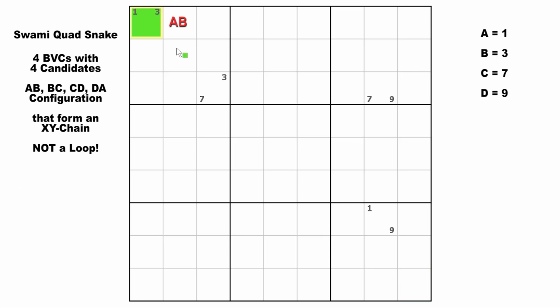We've got AB, BC, CD, and DA. 4 bi-value cells and 4 candidates. Now don't get confused. You may say, wait a minute, there are 8 candidates in those 4 cells. And you're right, there are 8 individual instances of candidates in those 4 cells, but there are only 4 different candidates involved. The A, B, C, and D, which in this case are the 1, 3, 7, and 9. So that's what I mean when I say 4 candidates. It's a little ambiguous, I agree, but I think you know what I mean.